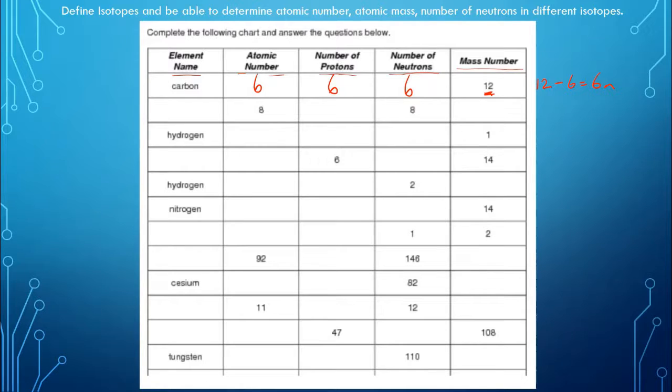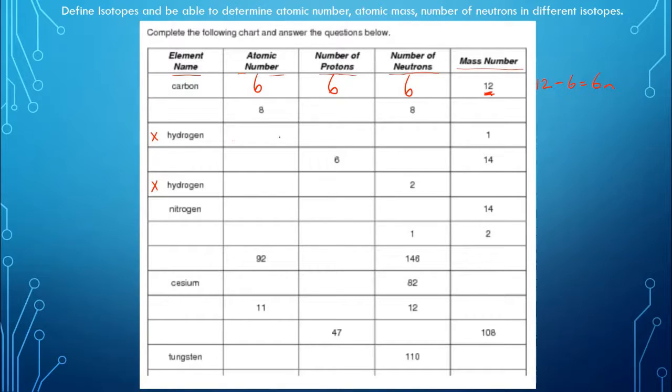Have a look down here at hydrogen. You may find hydrogen listed twice. You might find other elements on this table that are listed twice. That's fine. You're just looking at different isotopes of the same element. So let's have a look at hydrogen. We've got 2 versions of hydrogen here. How are we going to work out which is which?